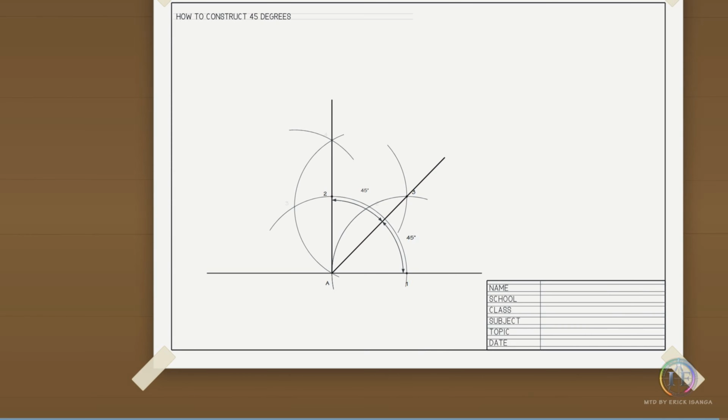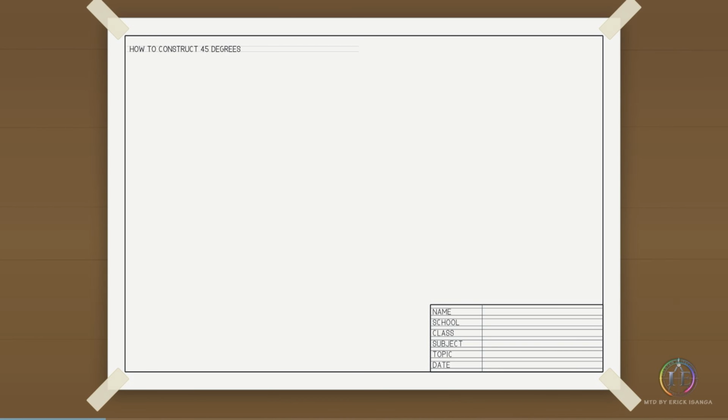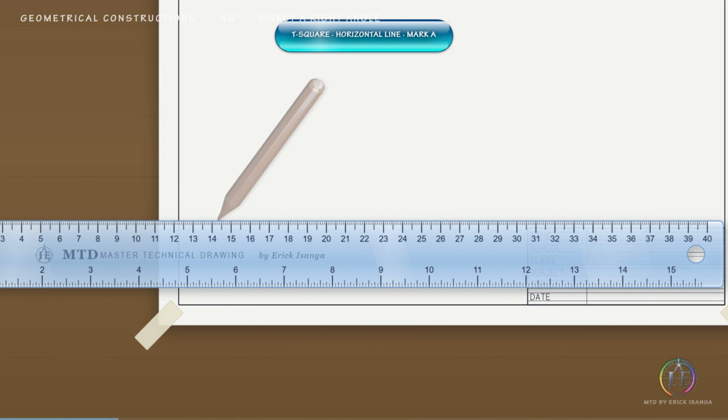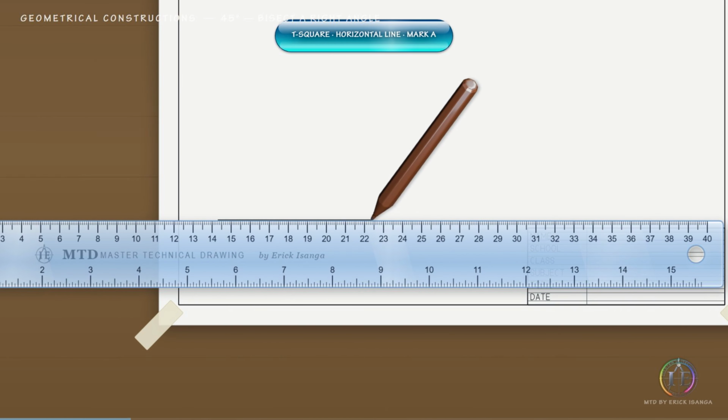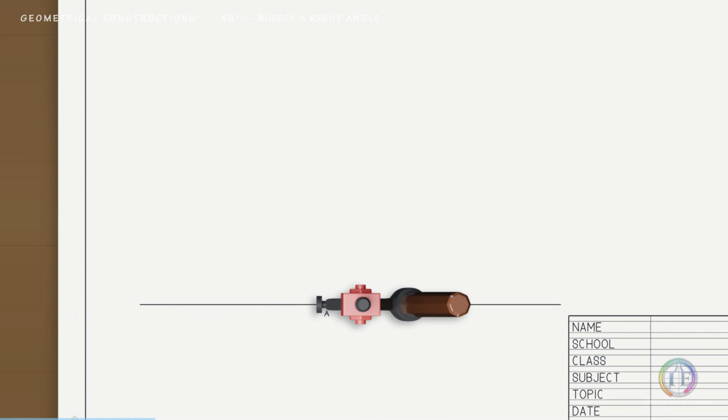In this lesson, we shall construct an angle of 45 degrees at a point on a straight line. We shall do this by first constructing a right angle and then bisecting it, dividing it into two equal parts. First, with the T-square, we draw a horizontal straight line, and on it we mark the point A. Now we construct the right angle.